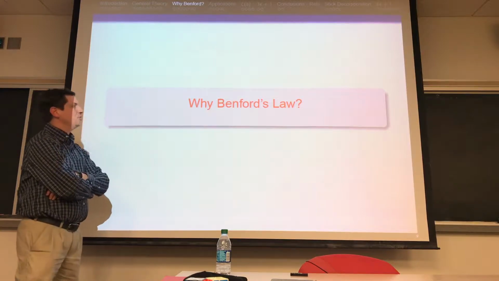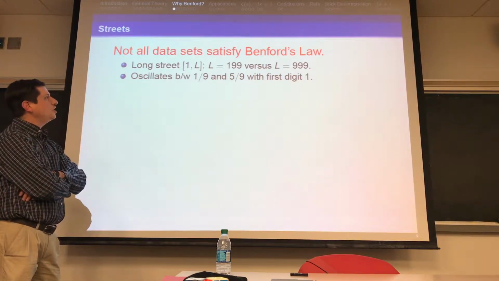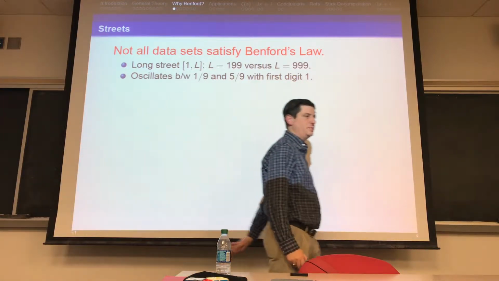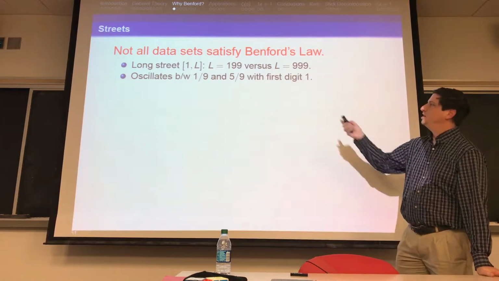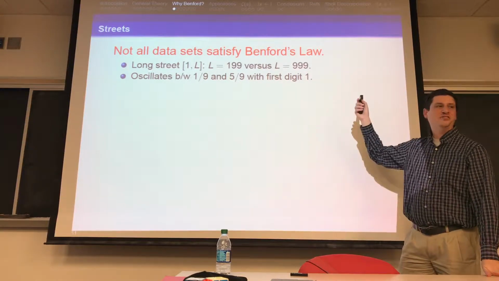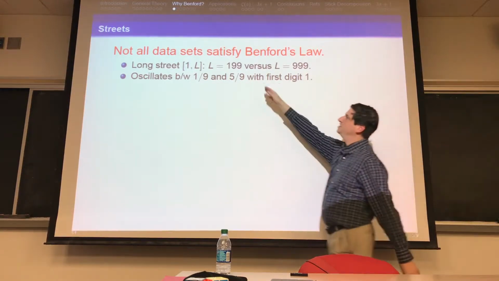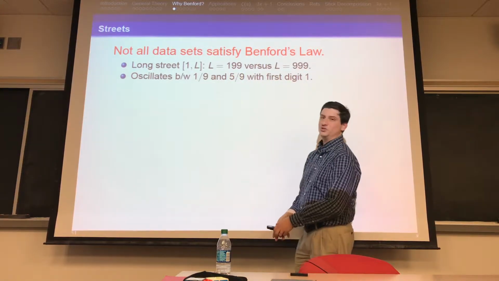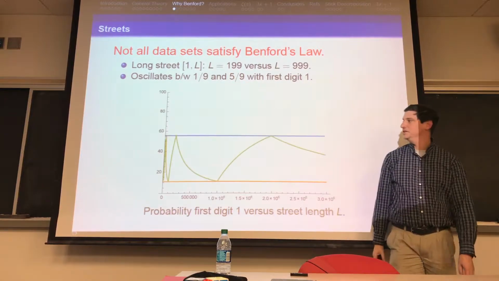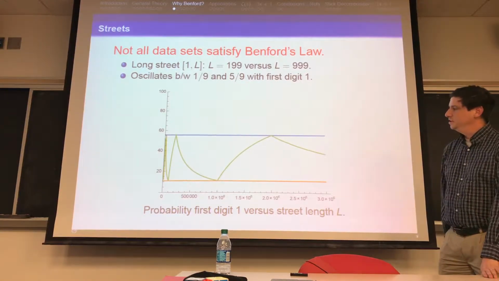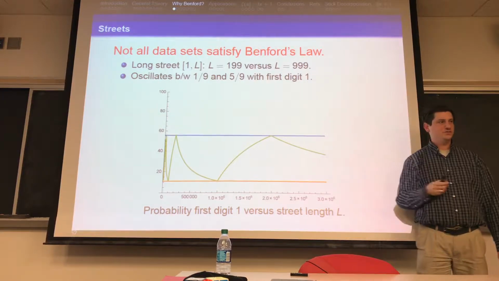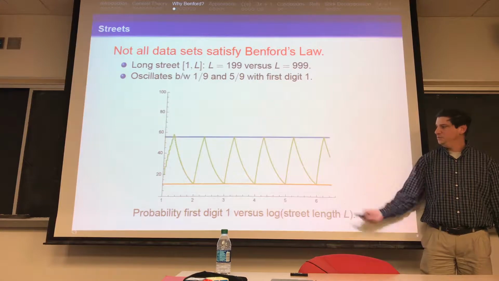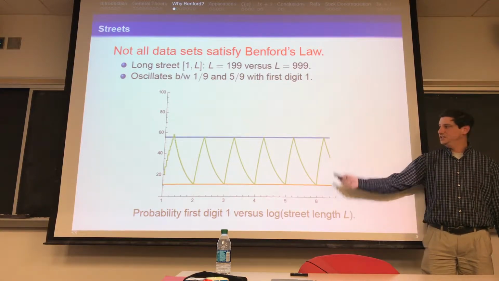All right, so why is Benford's law true? So imagine you have a long street, and the houses have just integer values 1, 2, 3, 4, 5, all the way up to n. Well, if the street ends at house 199, or the street ends with 999, it's going to be very different. In the first case, you have almost 5/9 of the houses have a first digit of 1, and in the second it's only about 1/9. So it's going to really oscillate. And so if you plot it like this, what's the probability of a first digit as a function of the street length? Instead of plotting the length of the street, if you plot the log of the length, now you see a nice periodic graph, basically.